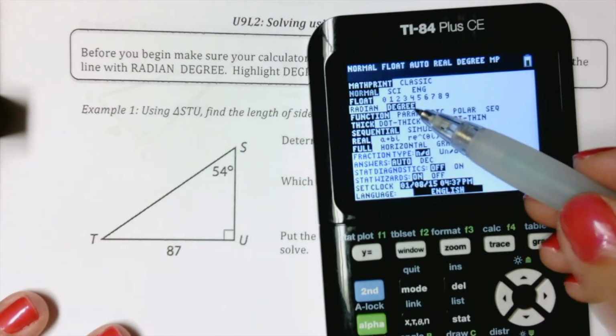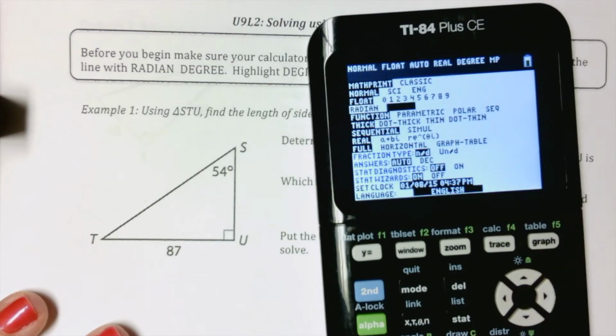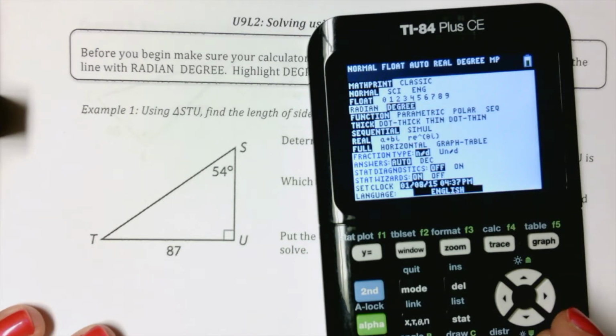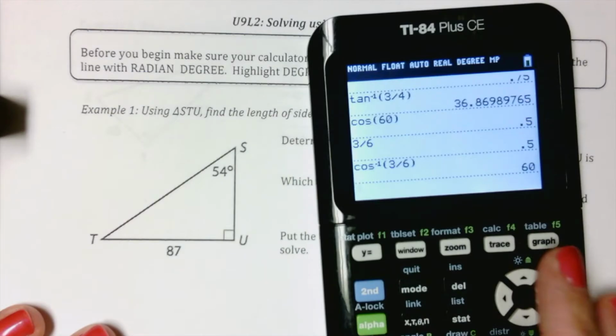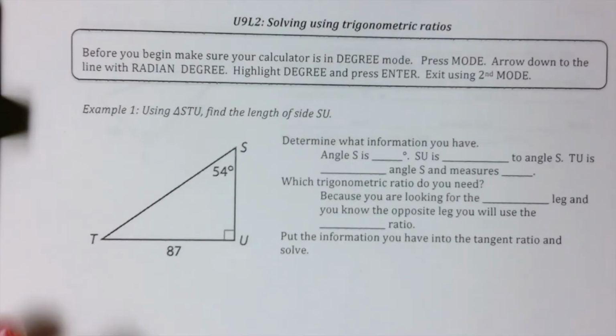If degree is not highlighted, you need to arrow down there and arrow over to degree so that it's flashing, and hit the enter button so that you know you're in degree mode. Because if we are not in degree mode when we start this lesson, we're going to get a lot of crazy answers that people are going to think we've lost our mind when we do these problems.